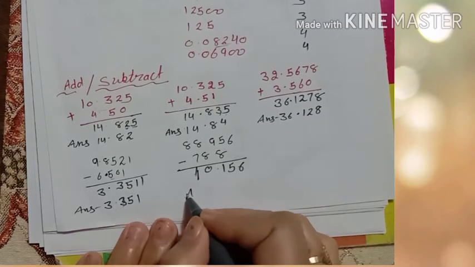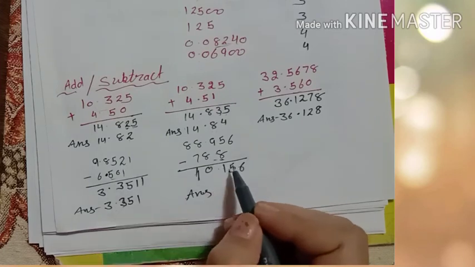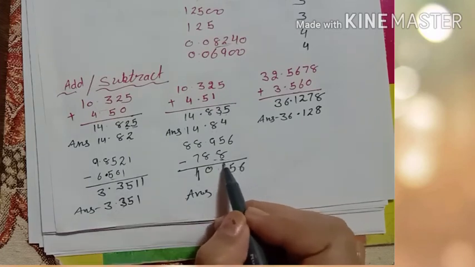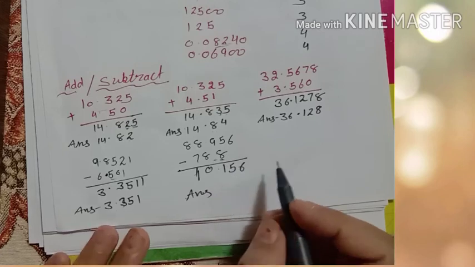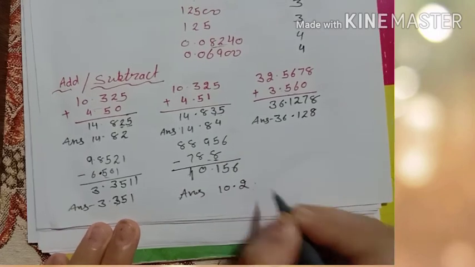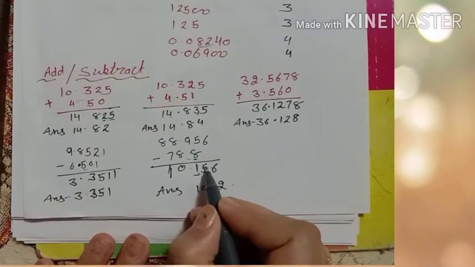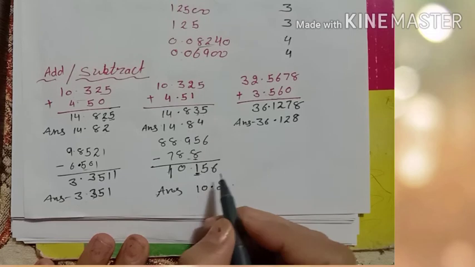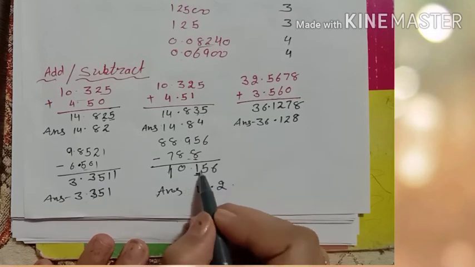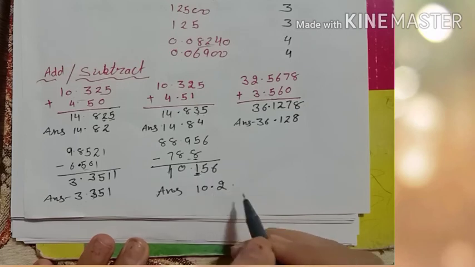10.156. After round off here we have after the decimal only one significant figure, so we have 10.2. ठीक है, 1 यहाँ पर add हो जाएगा because after the 1 we have the 5 and 1 is the odd number. Okay, so here 1 digit will be add into this odd number, so answer will come 10.2.